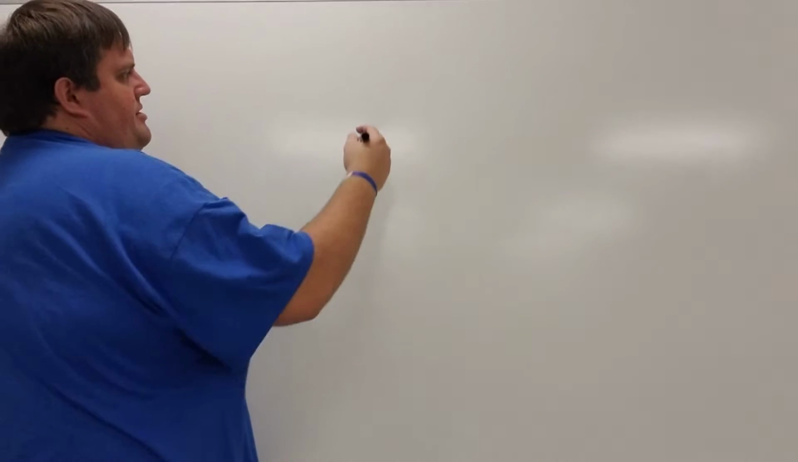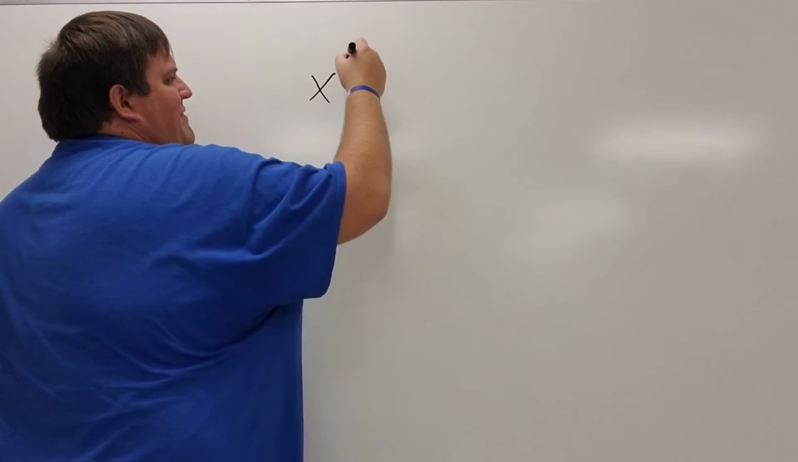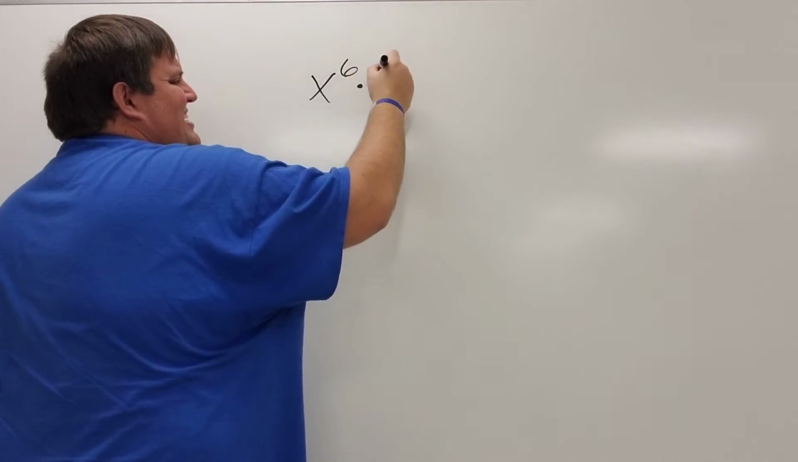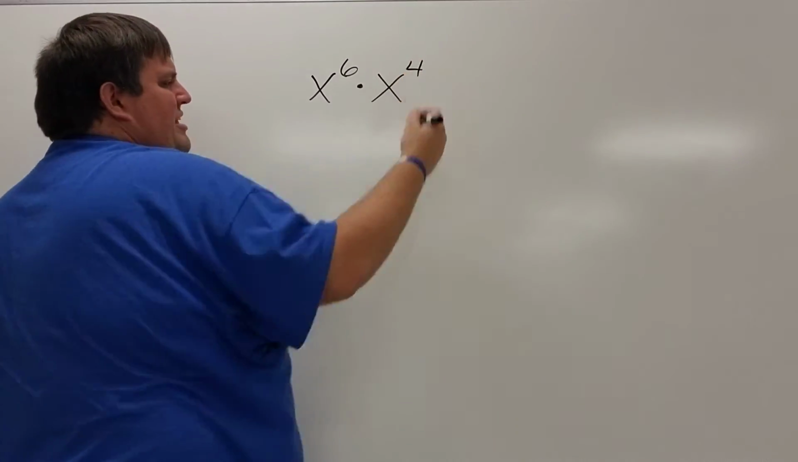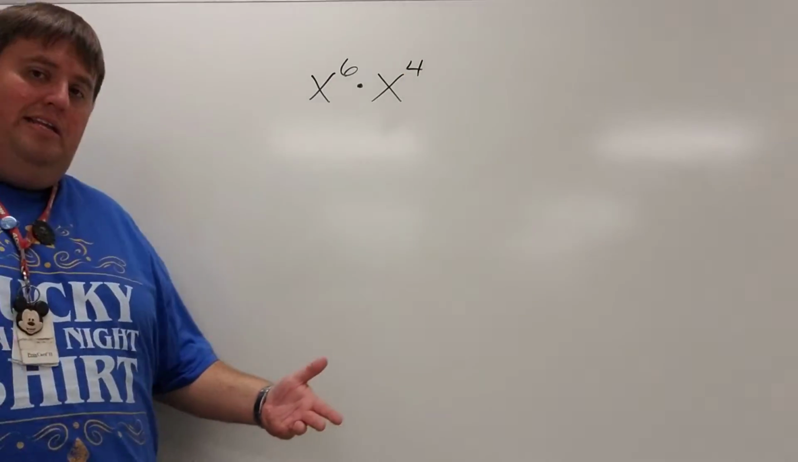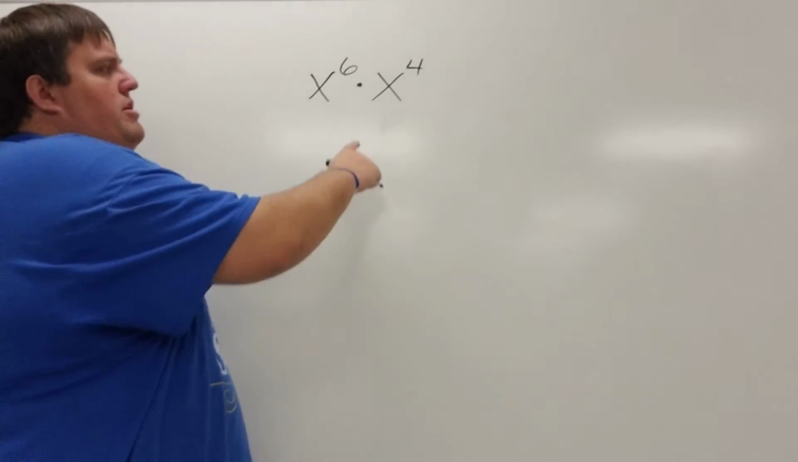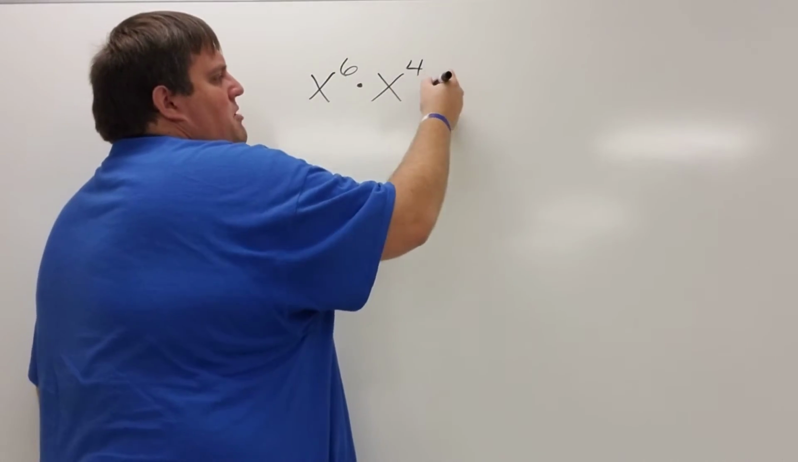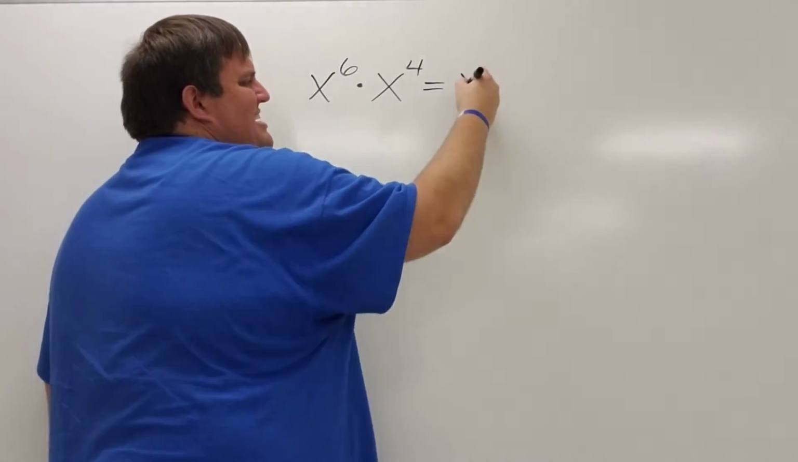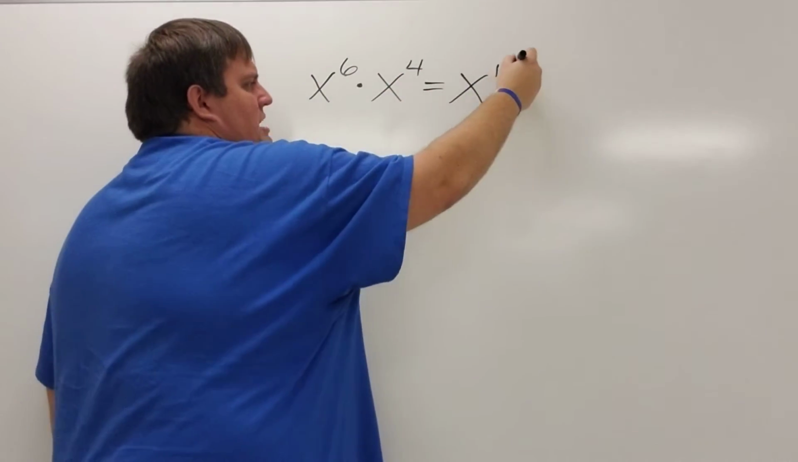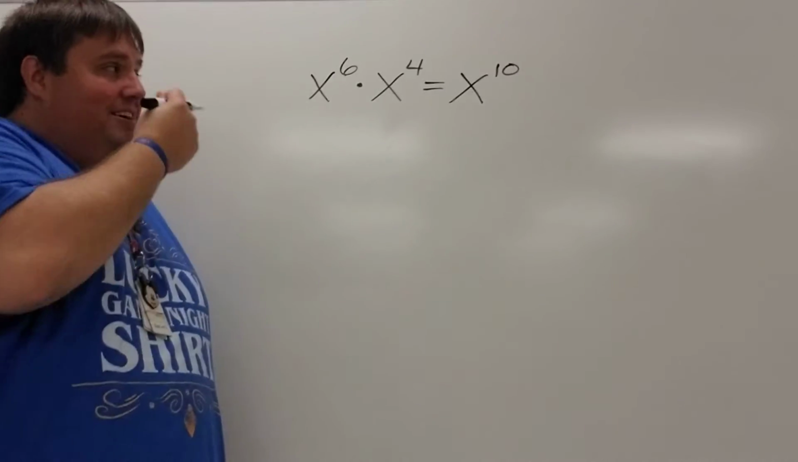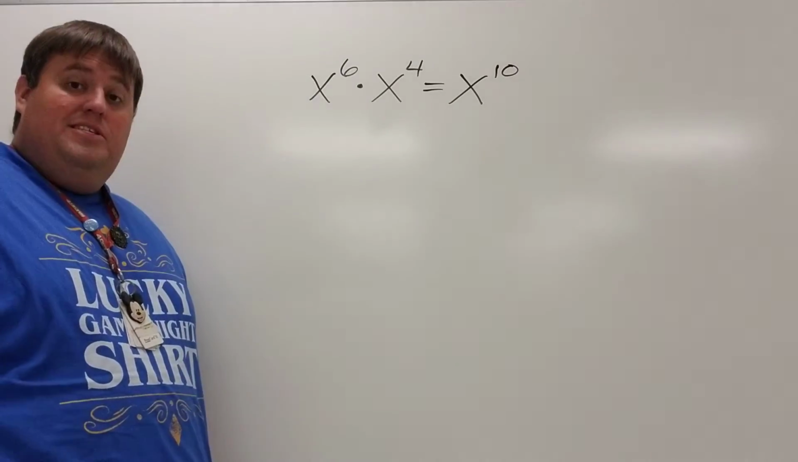Sometimes our bases are going to be variables. So for example, what if I have x to the 6th times x to the 4th? Well, it's the exact same idea, right? Our bases are the same. I can use the multiplication rule because we're multiplying them. So the multiplication rule says keep the x, take your exponents, and add them together. So whatever x to the 6th times x to the 4th is going to be x to the 10th.